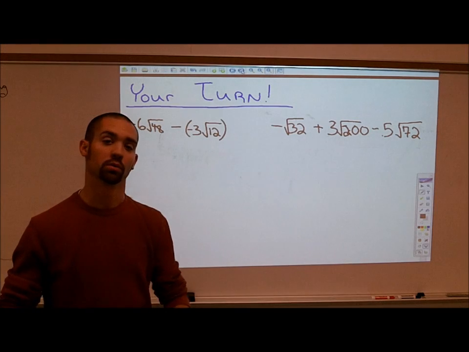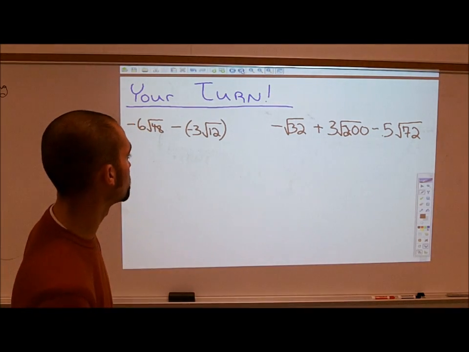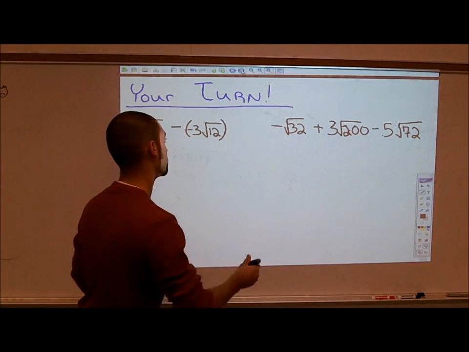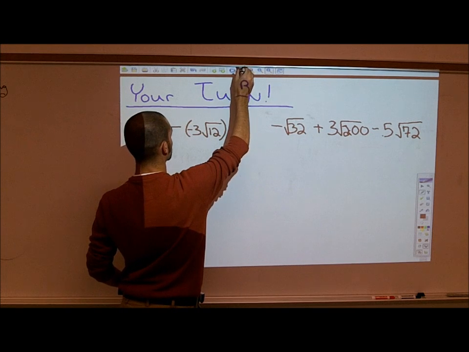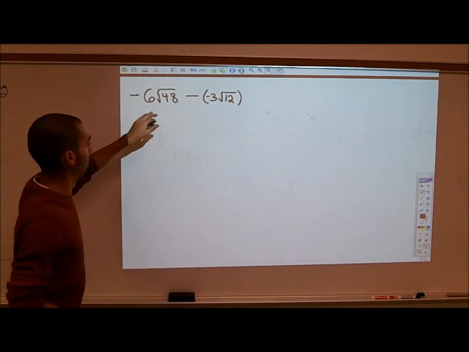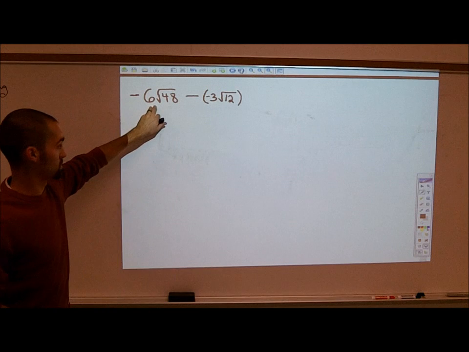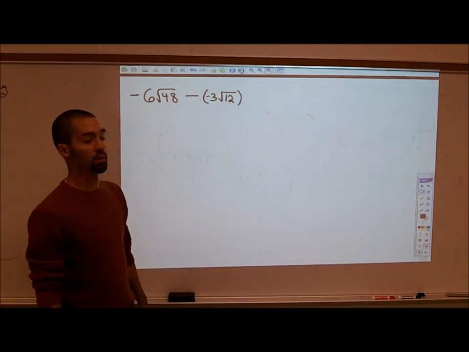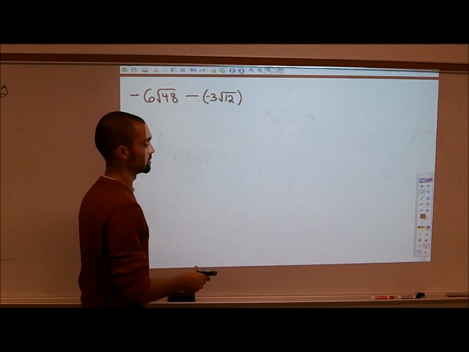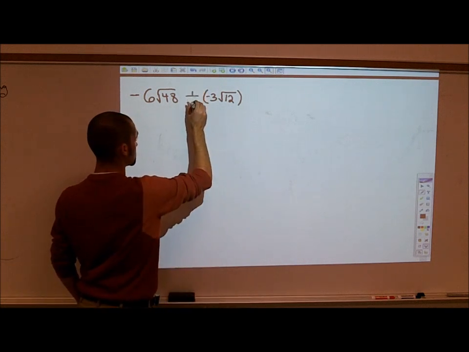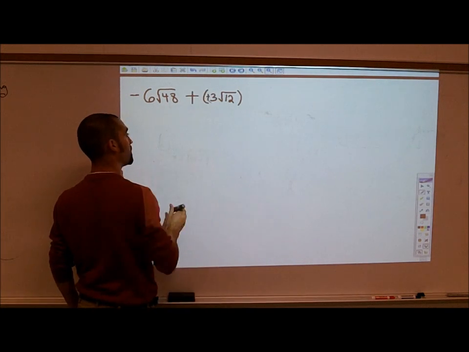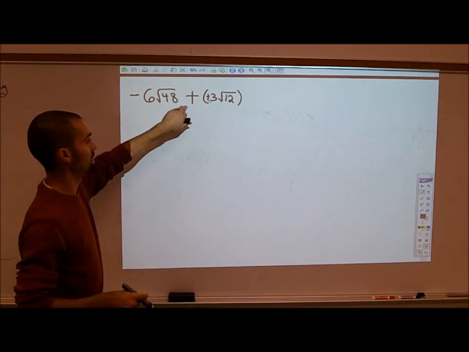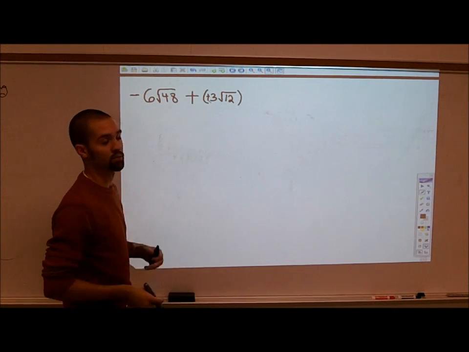All right, so you've just completed those two examples on your own. Let's go through these together. All right. So we have the negative 6 times square root of 48 minus a negative 3 square root of 12. So again, the first thing we want to do, we want to change this to an addition, which makes this a positive 3. So this is now plus 3 times square root of 12.